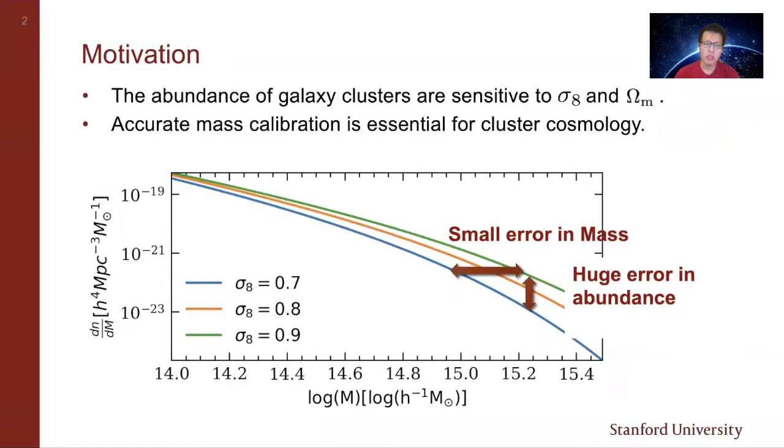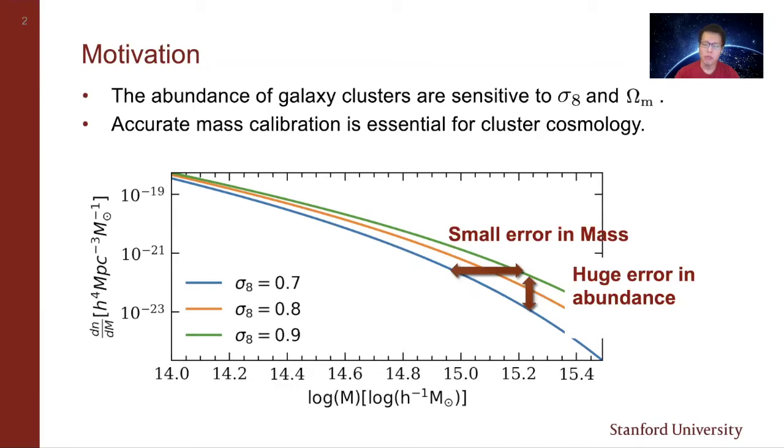Before I go into the details, let me give some motivation for why we want to combine galaxy cluster number counts with two-point correlation functions. In this plot, I'm showing you the number of galaxy clusters as a function of their mass. The three different colored curves correspond to three different universes with three different sigma 8, which is the cosmological parameter that describes the amount of structure in the universe. From this plot, you can see that the number of galaxy clusters is very sensitive to sigma 8, and it turns out it's also very sensitive to omega m, which is the amount of matter in the universe.